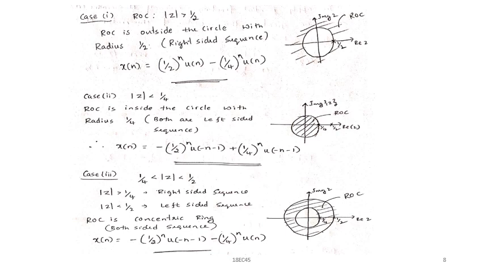Now three conditions are mentioned there. I will consider the first condition, case 1. The ROC is mod z greater than 1 by 2. So there are two poles present. One is at 1 by 4, the other one is at 1 by 2. And we know that 1 by 2 is greater than 1 by 4. So the ROC is outside the circle with radius 1 by 2, so both the poles will lie inside it. So the ROC will be outside the circle, and the shaded region indicates the ROC, and here I mentioned the pole, that is 1 by 2.